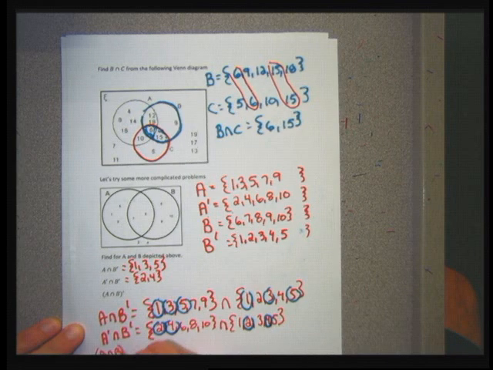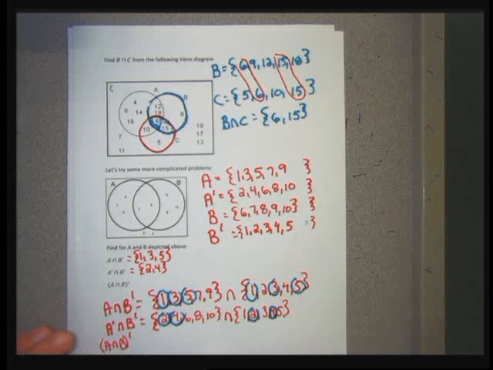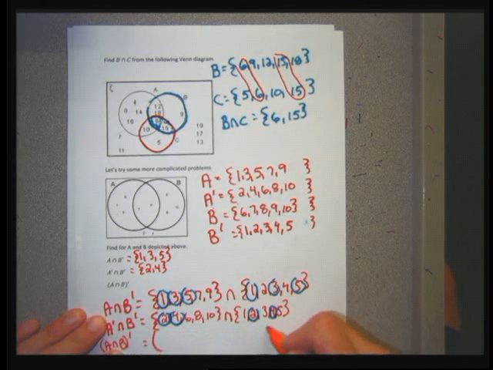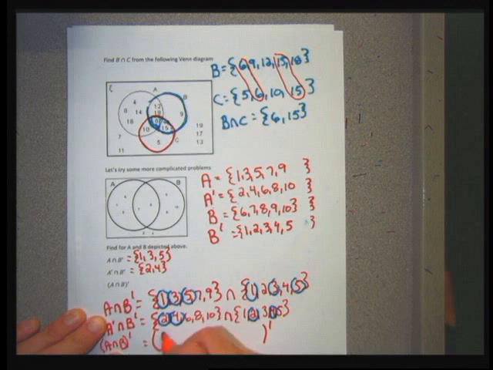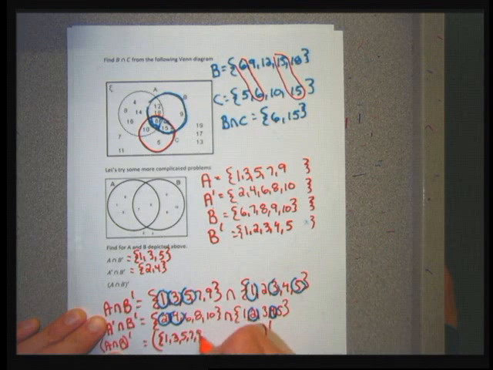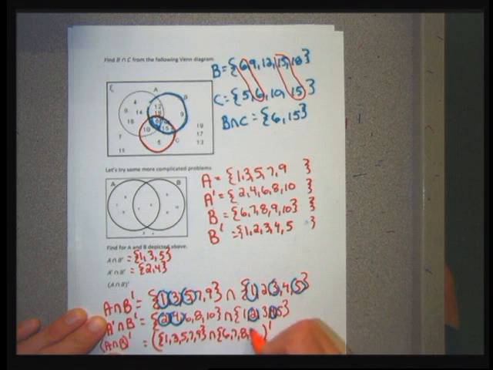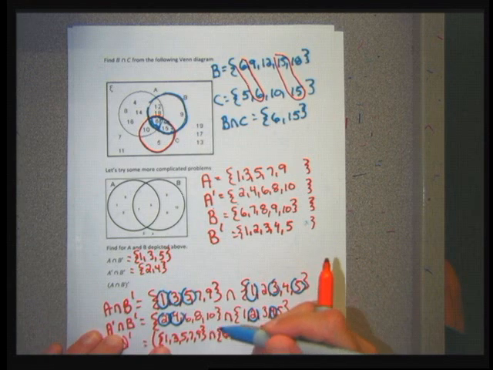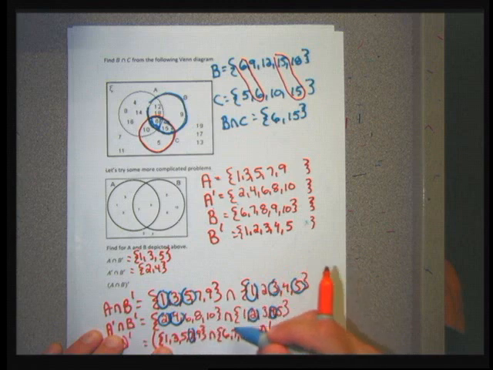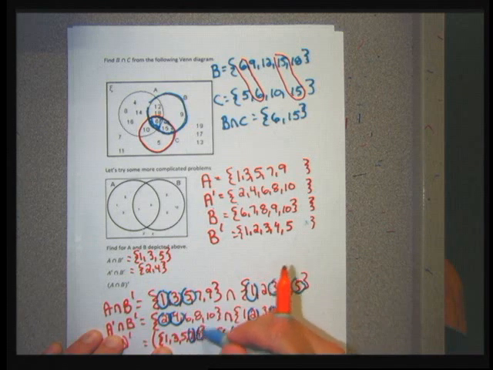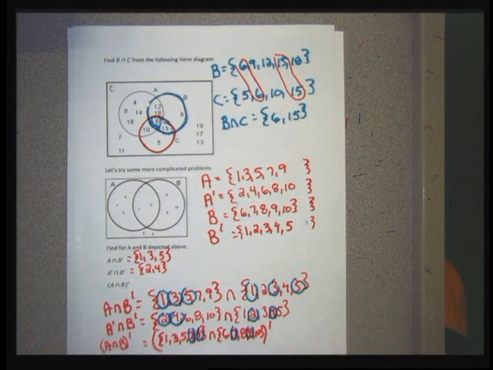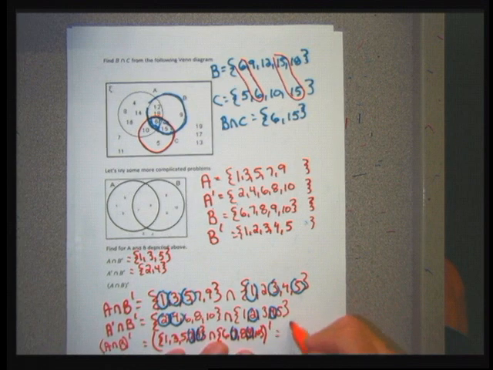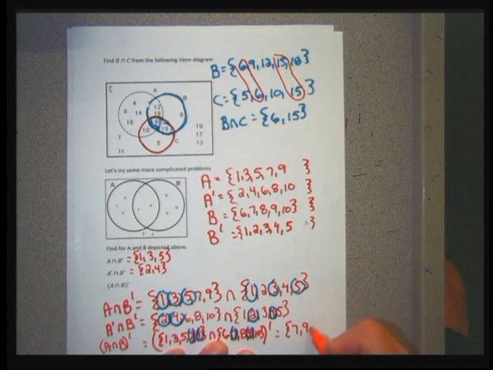The third problem wants me to do A intersection B prime. And to do A intersection B prime, I have to do the parentheses first. The parentheses is A intersection B, and then I'll do the prime. So I'm going to do the set 1, 3, 5, 7, and 9, which is A, intersection B, which is the set 6, 7, 8, 9, and 10, and then I'll do the prime. So when I intersect these sets, I see a 7 and a 9. So A intersection B by itself is the set that contains the numbers 7 and 9.